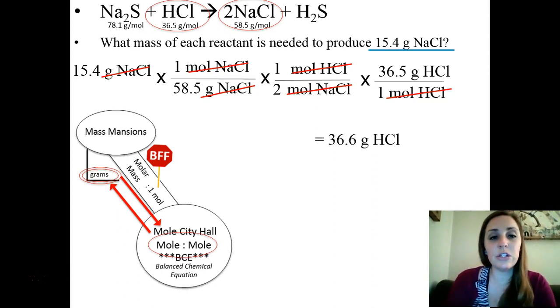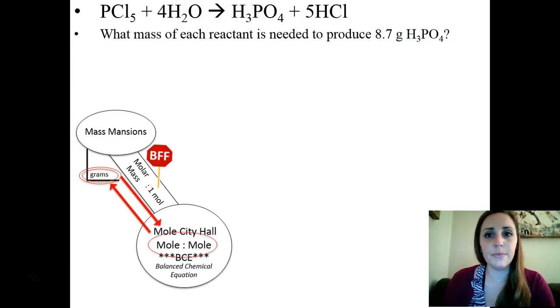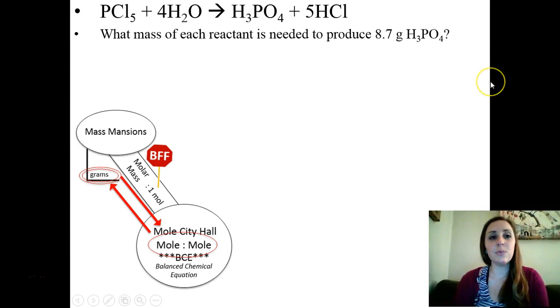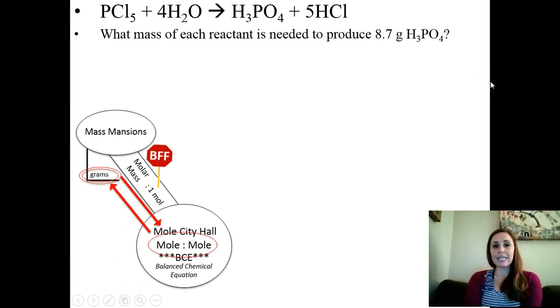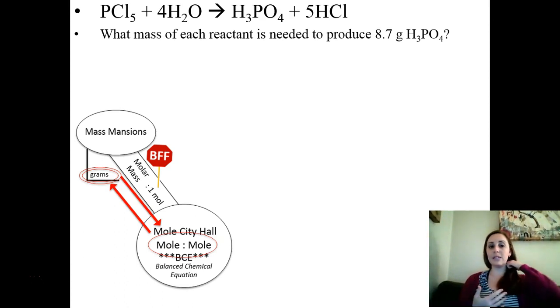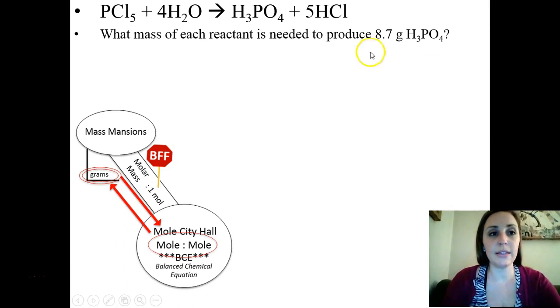All right, we're going to do one more sample problem with both steps, but make sure you are pausing and asking questions if you have any. All right, so for this one, what is the mass of each reactant needed to produce 8.7 grams of phosphoric acid? So again, we're doing grams to grams, so we're going to need to do those molar masses. So I want you to do the molar masses of PCl5, H2O, and H3PO4, and come back in a second and see if it's the same thing that I got.